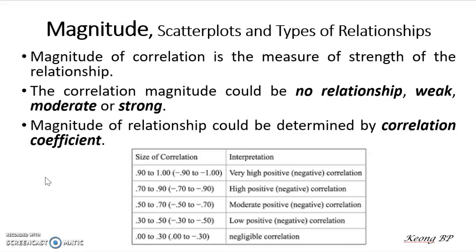And the magnitude of relationship in correlation usually is determined by the correlation coefficient. And this table, which is shown in this slide, shows the size of correlation and its respective interpretation. For example, if you observe the correlation between the two variables, which ranges from 0.9 to 1.0, this is an indicator of very high positive or perhaps negative correlation. And if your correlation ranges from, for instance, 0 to 0.3, this means that the correlation is negligible, or there is very weak, or there's no relationship at all.